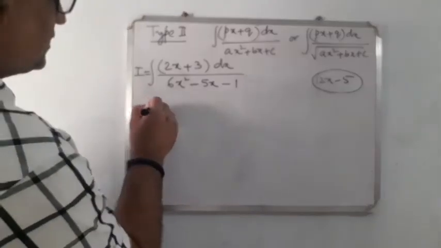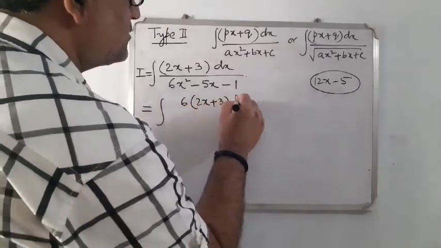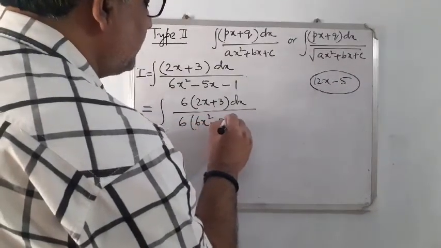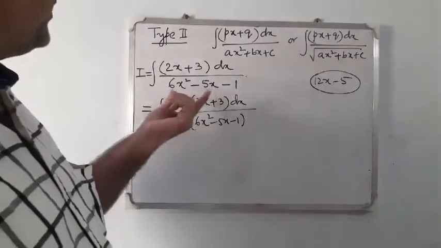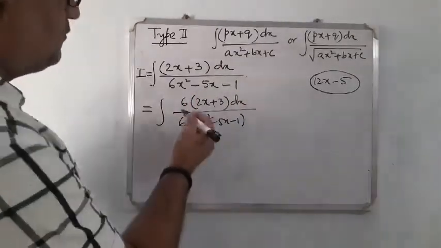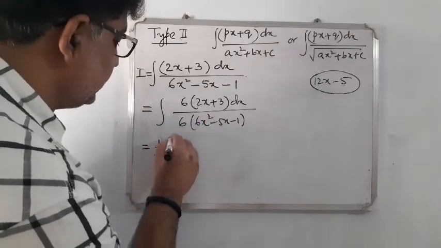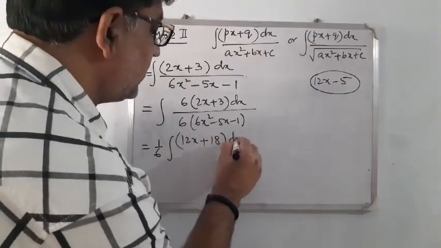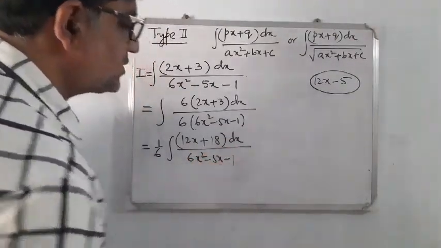So what happens? This is equal to integral 6 into (2x + 3) dx by 6 into (6x² − 5x − 1). Our first work is with numerator. That numerator must contain the differentiation of denominator. For that, we have multiplied it with 6. Now this becomes 1 by 6 integral (12x + 18) dx divided by (6x² − 5x − 1).